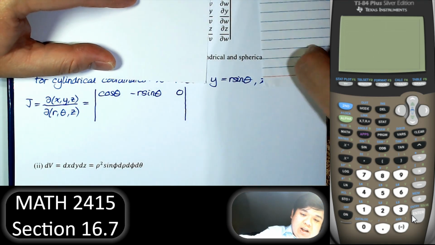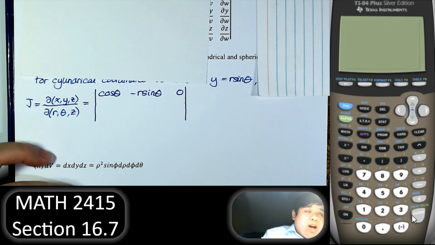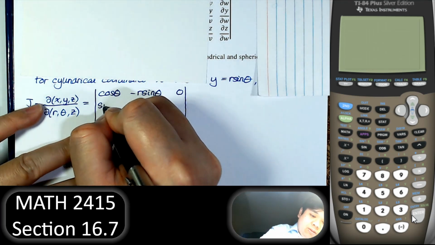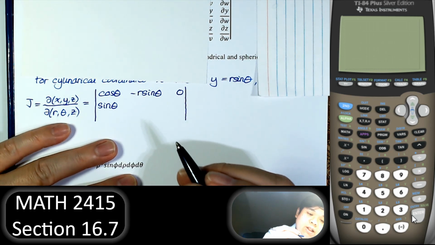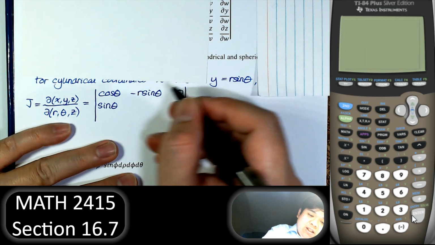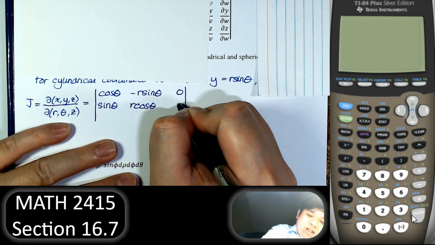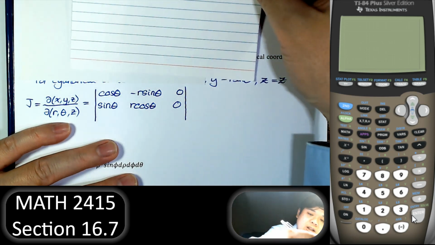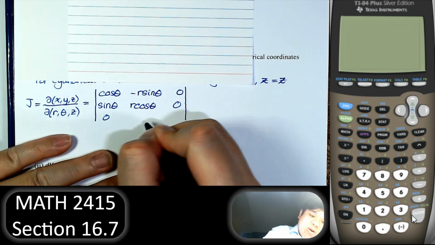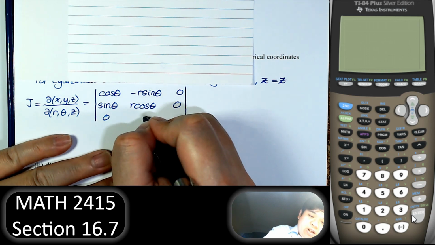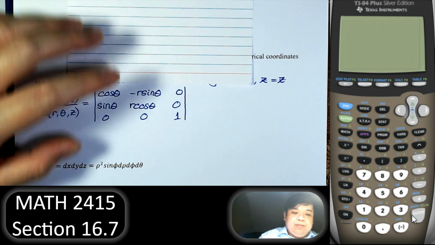Now look at y. Derivative of y with respect to r, theta, and again there's no z. And then derivative of z with respect to r, there's none there. With respect to theta, there's none. With respect to z, it's 1.